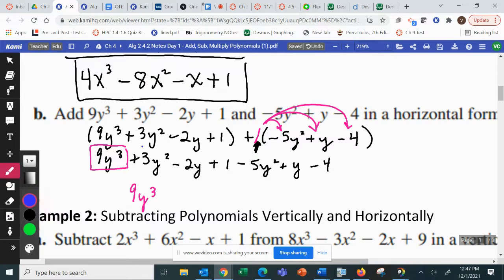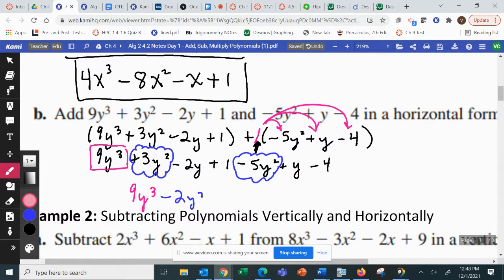The next thing I'm going to look for is 3y squared. Are there any other y squareds? Oh yeah, that's minus 5y squared. So I just put them in the same kind of symbol so I know they go together. And when I add 3y squared and I take away 5y squared, that's a negative 2y squared.